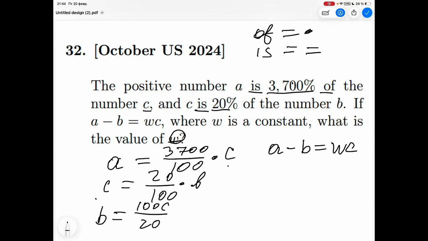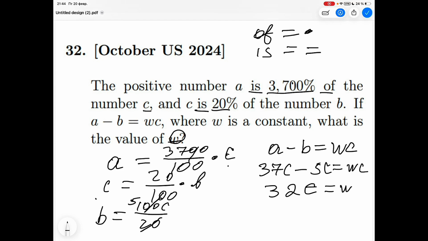100 divided by 20, and the A, and now we can just divide this by 100, which is going to be equal to 37, because this is minus, if we just divide this, it is going to be 5. 5 is equal to WC, and this is going to be equal to 32C equals WC, and as you can see, the Cs are equal, and W is equal to 32. Yeah, that's it.